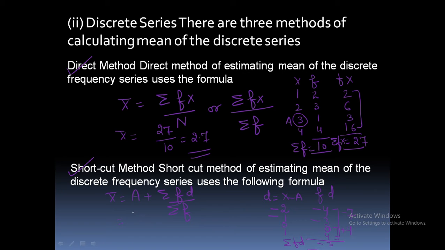Now you can put this value in this formula. A is 3 plus sigma fd, we get minus 3, and sigma f is 10. Now you can see the result: 3 plus minus 3 by 10, that is minus 0.3. After subtracting 0.3 from 3 we get 2.7. You can see whether we use direct method or shortcut method, you can get the same result if the statements are the same.